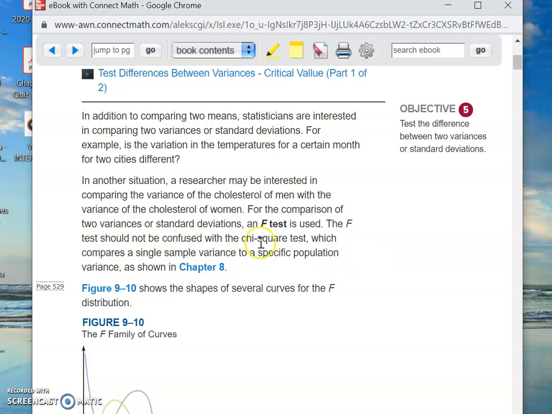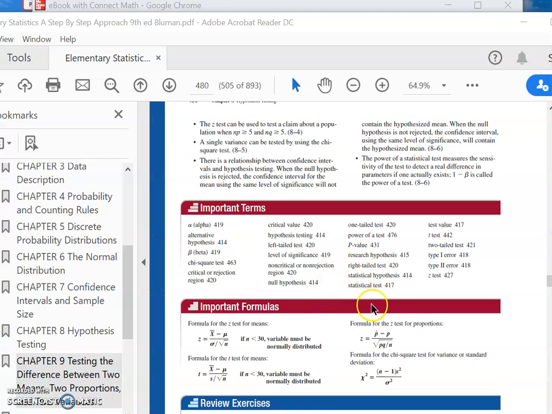The F test should not be confused with the chi-square test, because you may recall in the chi-square test back in chapter 8, we were comparing a single sample variance to a specific population variance, and that was in chapter 8. So let me bounce to that to show you that, remind you of that formula. Okay, so this is chapter 8. At the end of the chapter, the little summary they have.